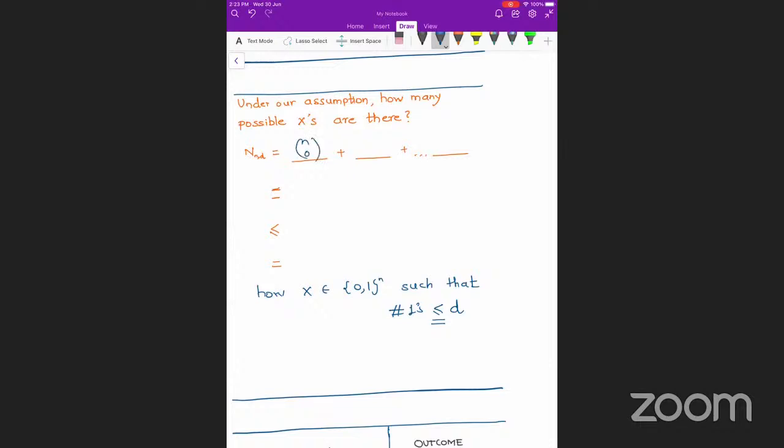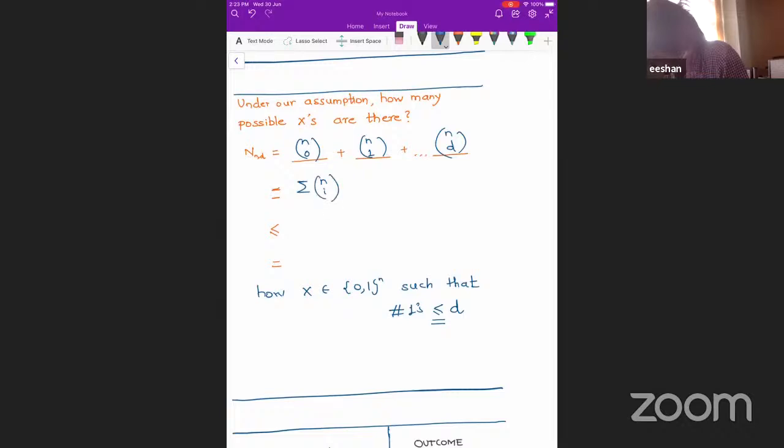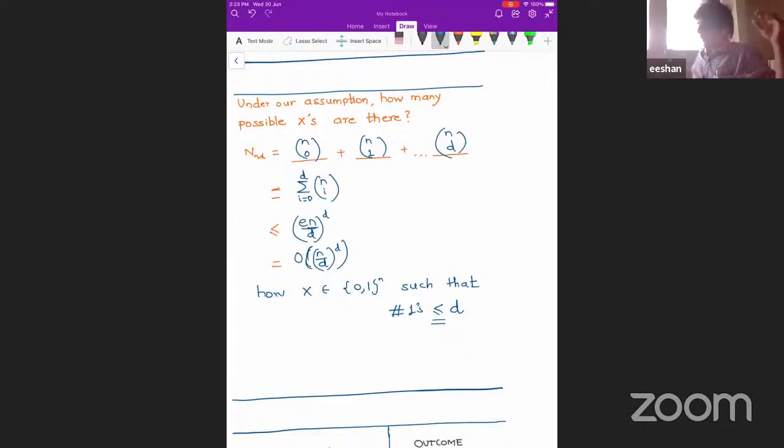So, as Janaki said, it's just the sum from 0 to d of n choose i. And just believe me, you can show that it's upper bounded by some quantity, about order of n by d power d. All right. So this is the number of all possible configurations. And our goal is to recover the exact vector x from these many possibilities.